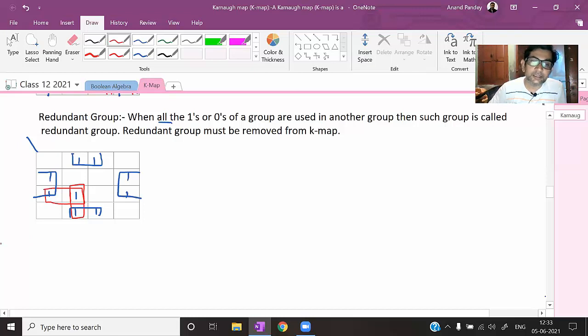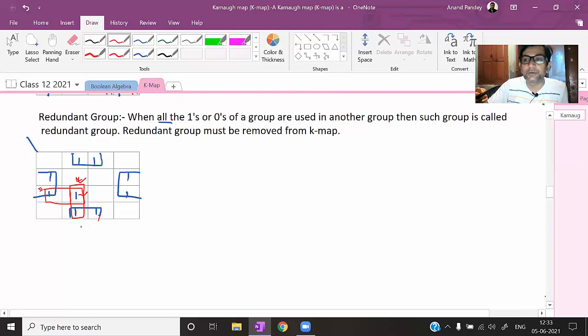Now see, think about this pair, जो vertically मैंने बना. Any one of these 2, we have to remove. See why? So I am discussing this pair, vertically जो बना. See, both ones of this pair have been used by another group. This one has been used by this pair, and this one has been used by this quad.